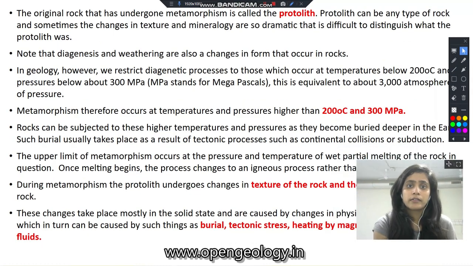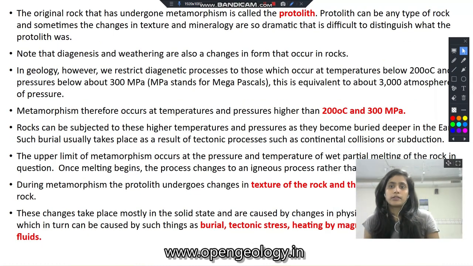The original rock that has undergone metamorphism is called protolith. Protolith is the original rock, and after changes because of pressure, temperature, and external fluid, that rock is changed into a new metamorphic rock. So note that diagenesis and weathering are also changes in form that occur in rock. That is also a change related to sedimentary rocks.